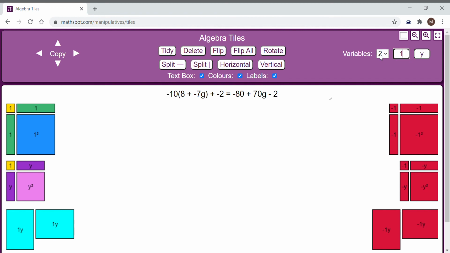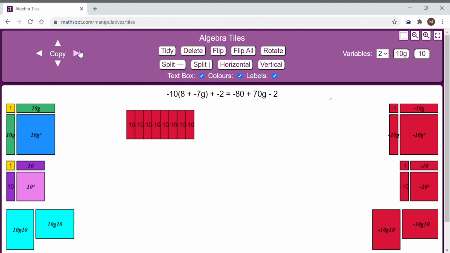We're going to call one of 10g and the other one call it 10. So we're going to skip by 10s basically. Okay. So let's build the negative 80 first. So we're going to use the negative 10 and we're going to build 8 of them. Negative 20, negative 30, negative 40, negative 50, negative 60, negative 70, negative 80.